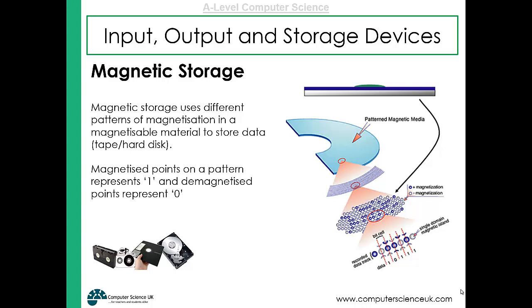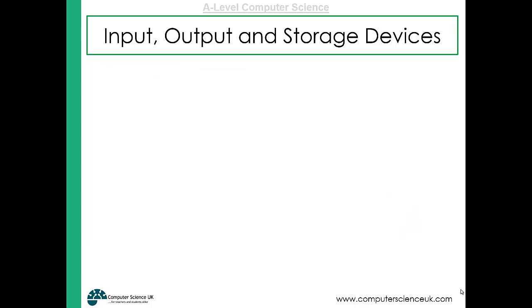So if it reads a point which has positive magnetization, or polar north, then it will potentially represent a 1. It will read a 1. And if the point has negative magnetization, or south pole, then it will read a 0. So these arrangements of these tiny little magnetized points give us the data.